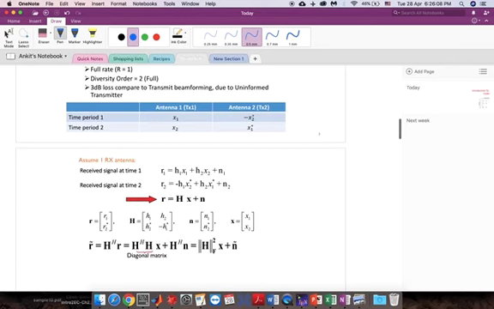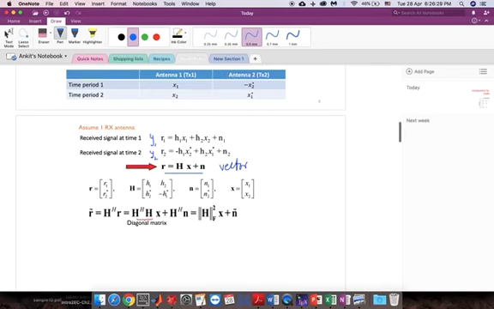Here this r is equivalent to y1 and this is equal to y2. In vector or matrix form, we can represent it like this, where H is an effective matrix and the norm of H is nothing but mod of H1 squared plus mod of H2 squared.